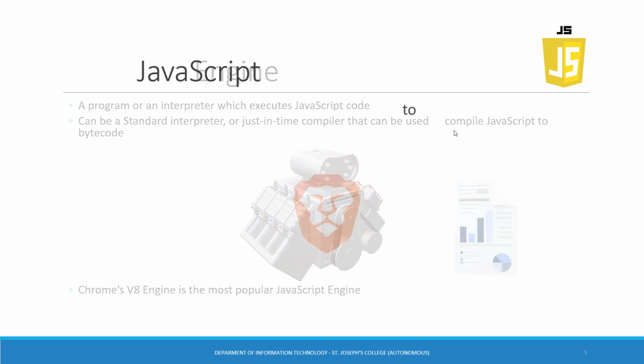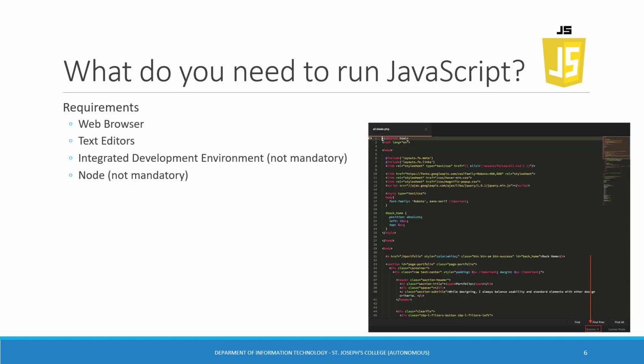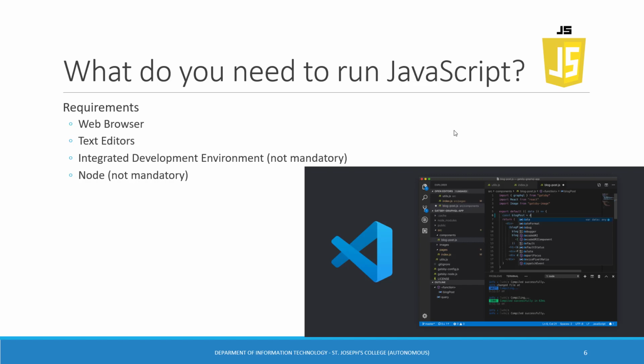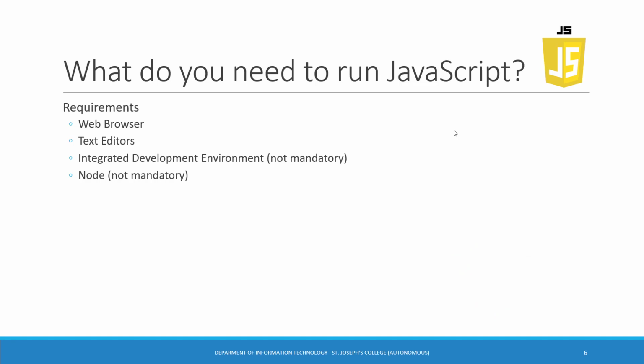So let's get started with setting up the environment for JavaScript. Setting up the JavaScript environment is very simple. You just need a browser to run JavaScript code. But if you want to code JavaScript, you would need the following: a web browser, a text editor, an IDE, which is not really necessary, but it would make your work easy. And finally, Node.js, which is an advanced topic we will cover in a later session.